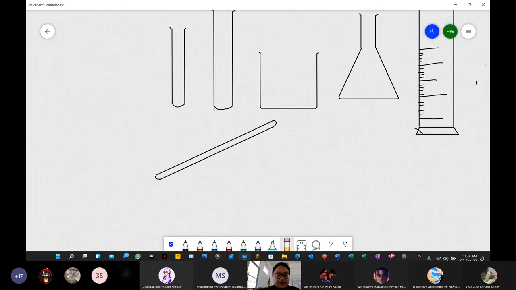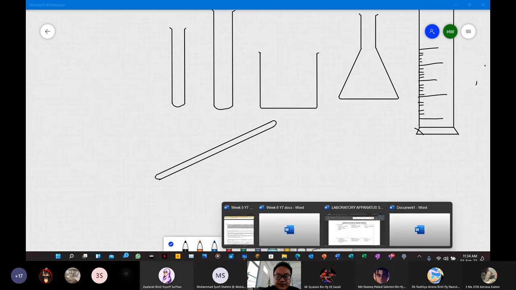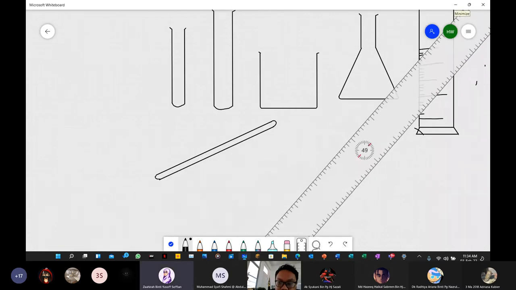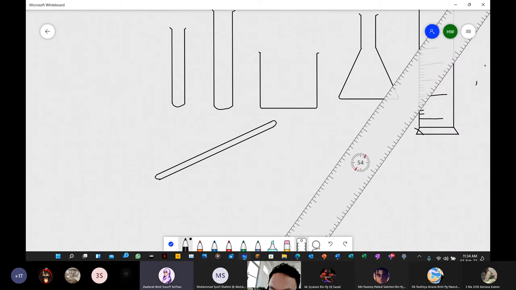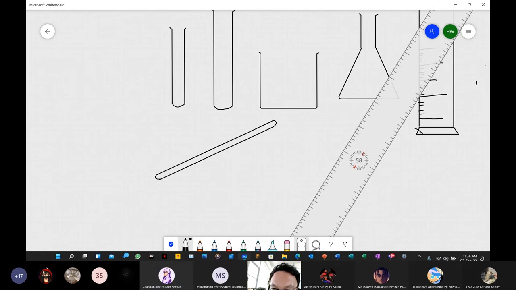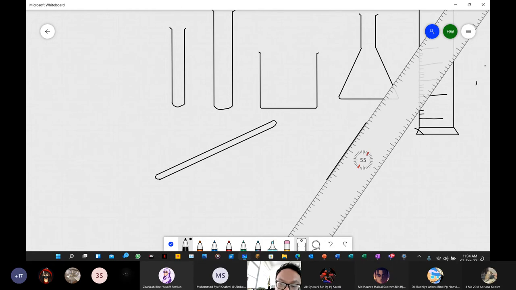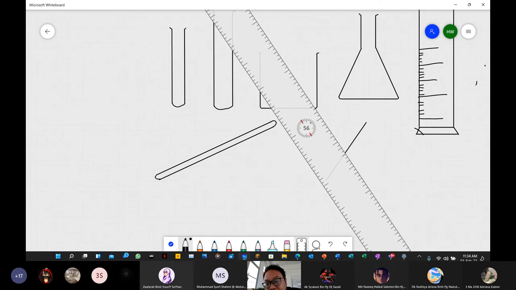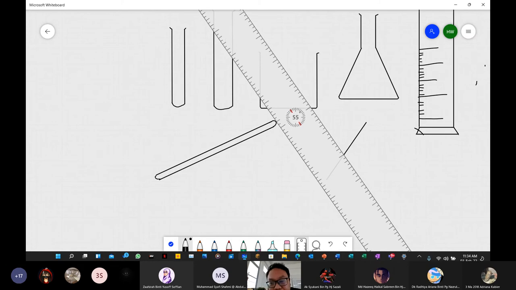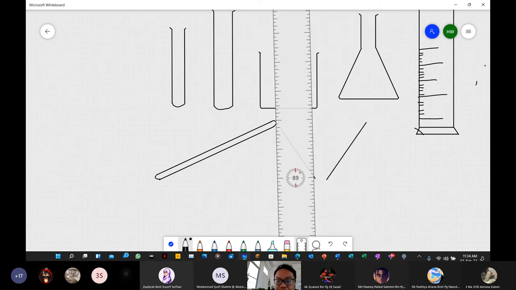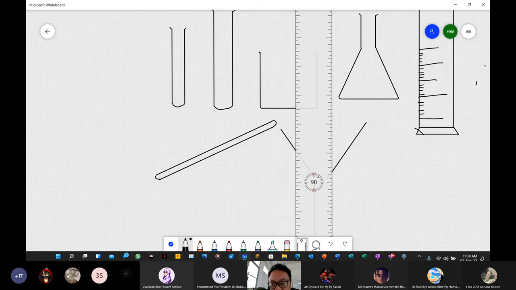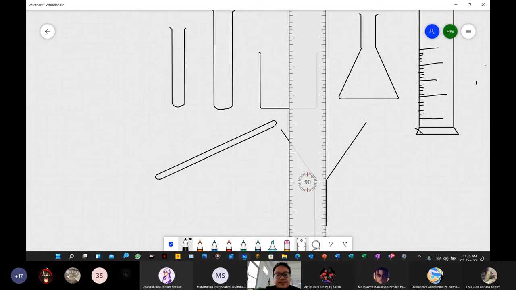After glass rod, we have to draw filter funnel. If I'm not wrong, filter funnel. Yes, filter funnel, same, use ruler. It's 11:34 already. I know, that's why there's two more drawings. We're gonna complete it. So next one, you have this, both sides similar. Degrees. After that, at the bottom, one line should be longer than the other, and one side should be shorter than the other one, like that.